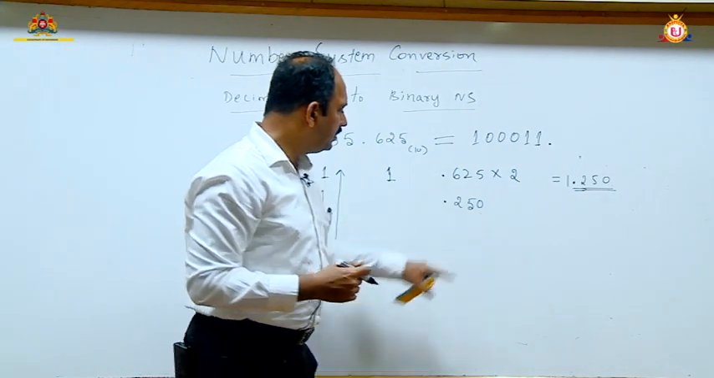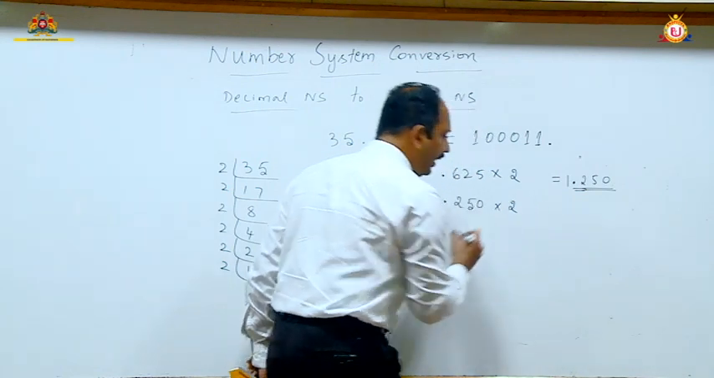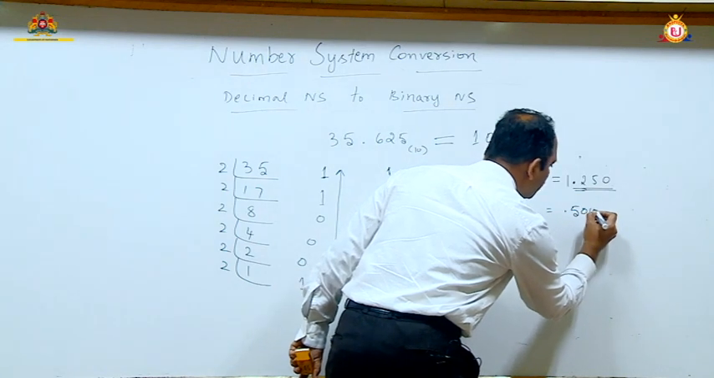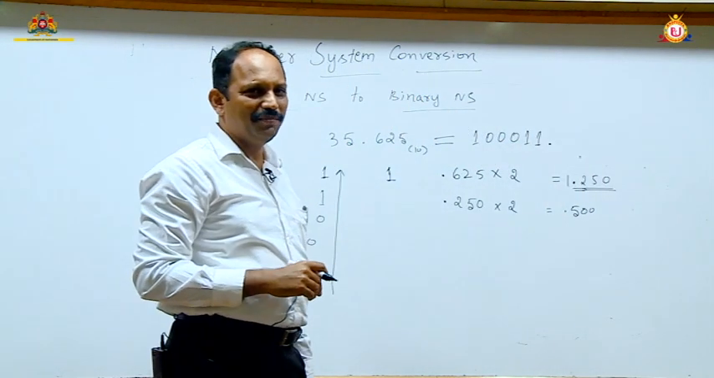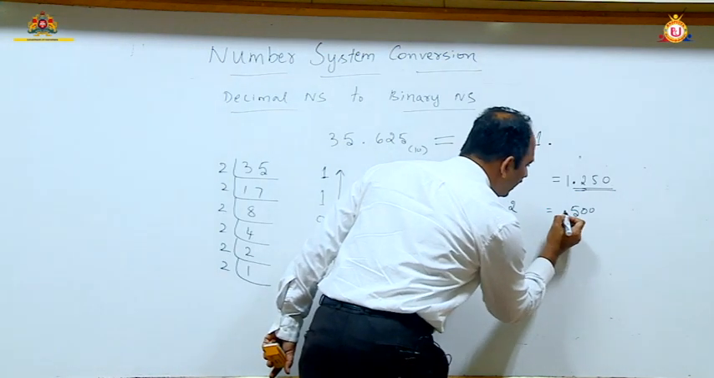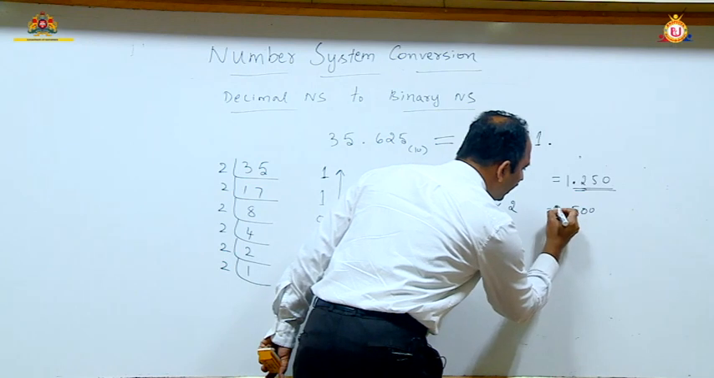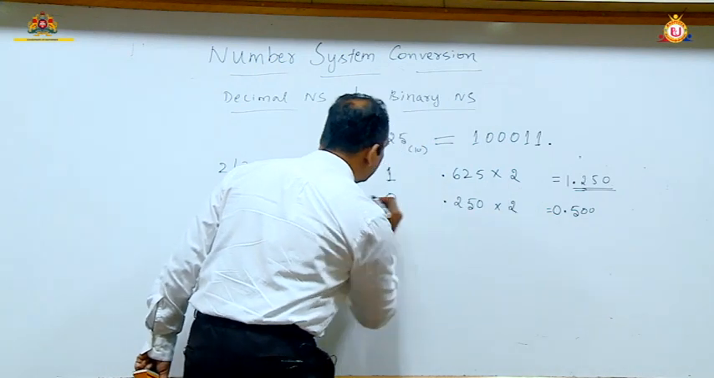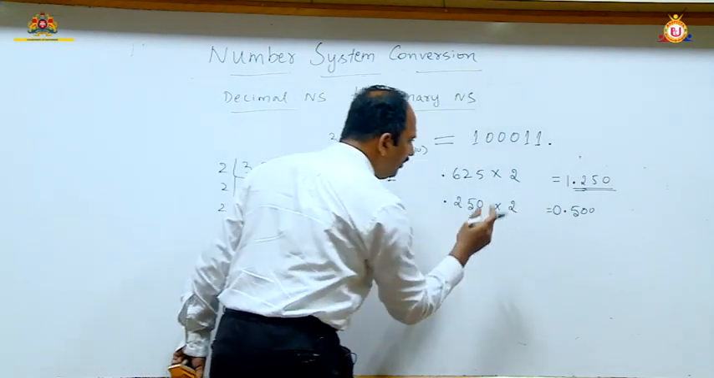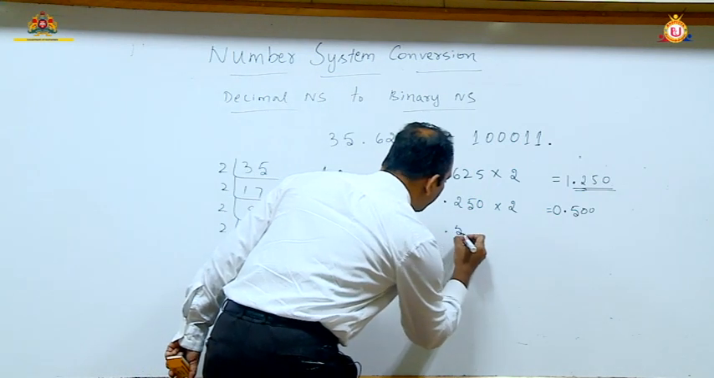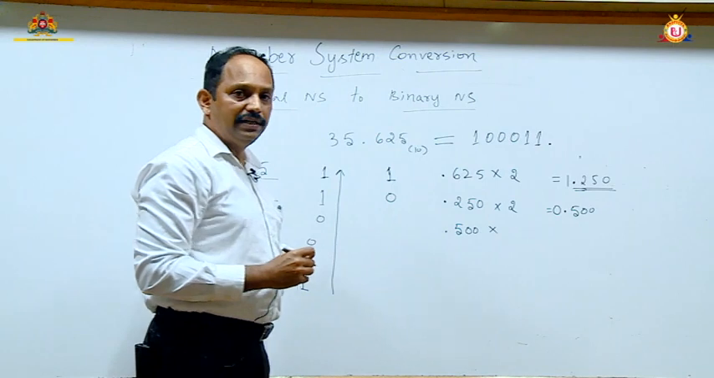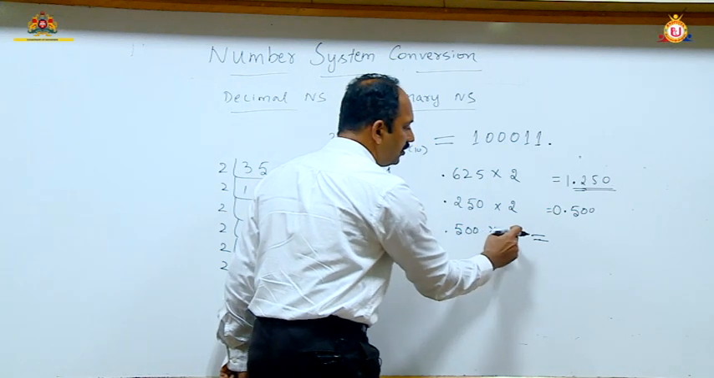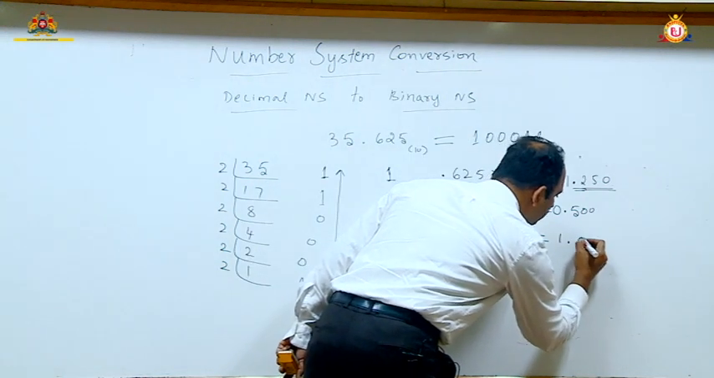Now, 0.250 is multiplied by 2 again. This will give the result 0.500000. Any zero you can add, no problem. But in the integral part, nothing is appearing, so that can be treated as 0, no? Okay. Now the 0 is the carry. Now what is the fractional part number we are getting? 0.500. Use that 0.500 again, multiply it by 2. That gives the result 0.500 into 2, 1.000.